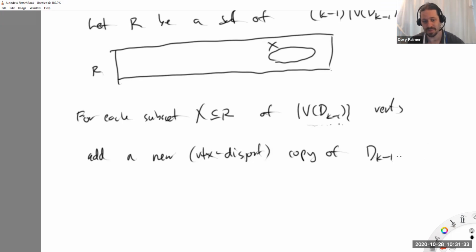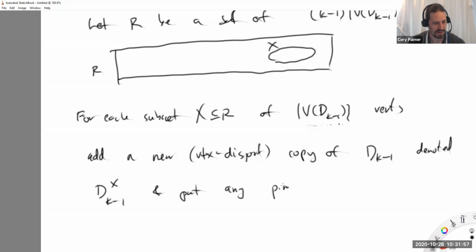And I'm going to name these as well, called or denoted, just so I can distinguish them from each other. So D_{k-1}, the one associated with subset X here, I'll just put an X superscript there, just to keep track of it. Okay, and put any perfect matching between X and D_{k-1}^X.